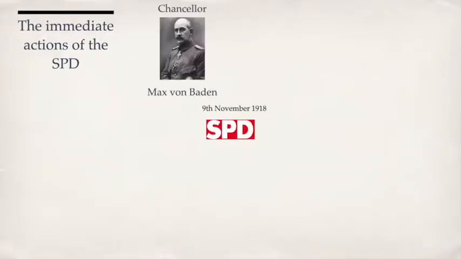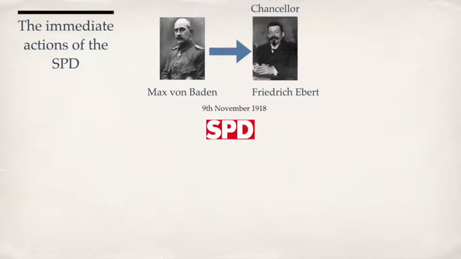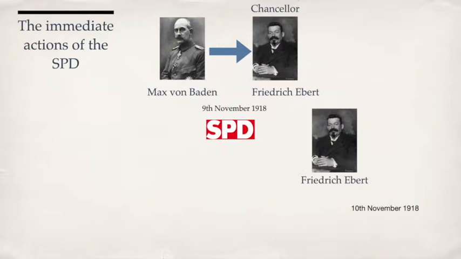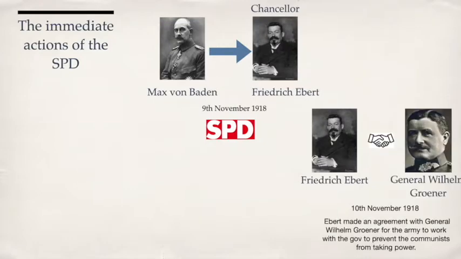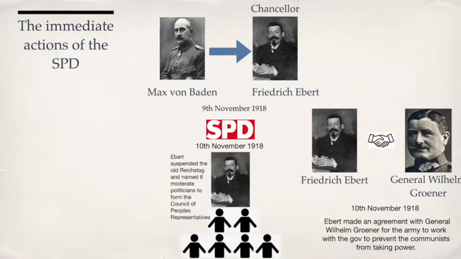On the 9th of November, Max von Baden, the Kaiser's chancellor, handed his office to Friedrich Ebert, the leader of the SPD. On the 10th of November, Ebert made an agreement with General Gruner for the army to work with the government to prevent the communists from taking power. Ebert also suspended the old Reichstag and named 6 moderate politicians to form a Council of People's Representatives. They would head the government until the new coalition could be agreed.